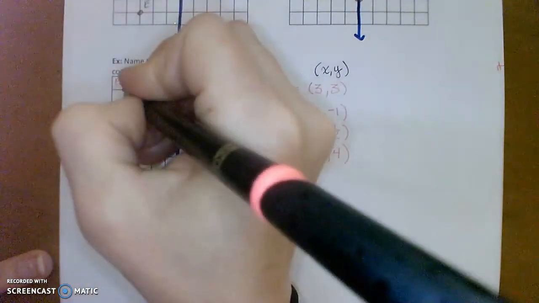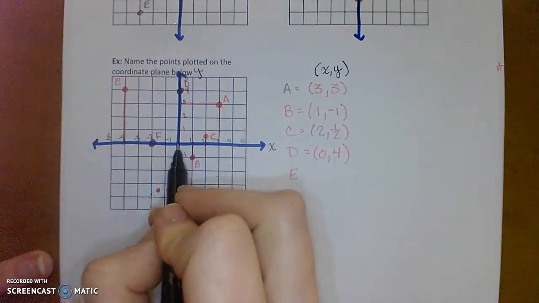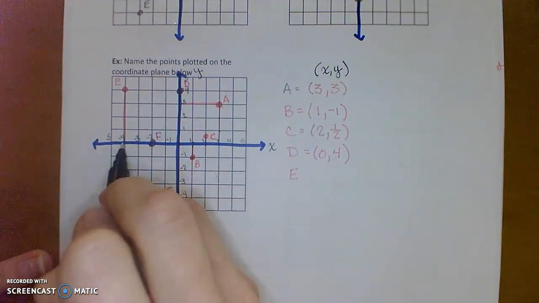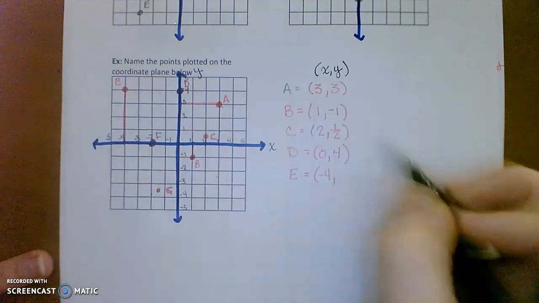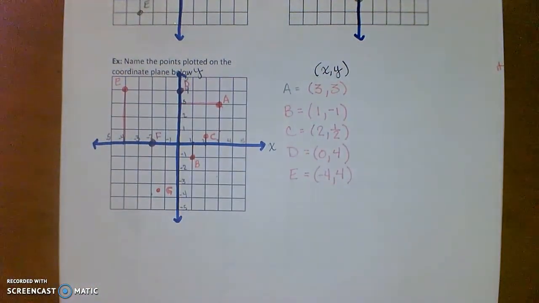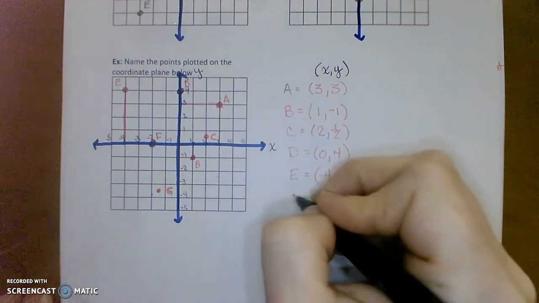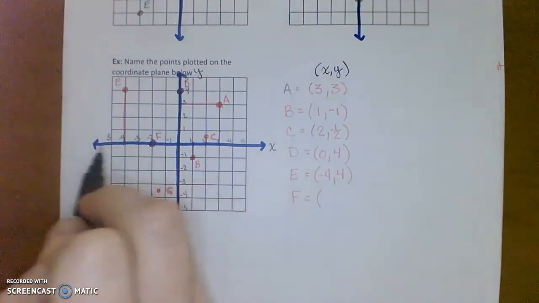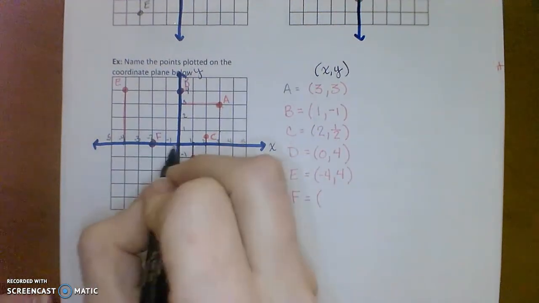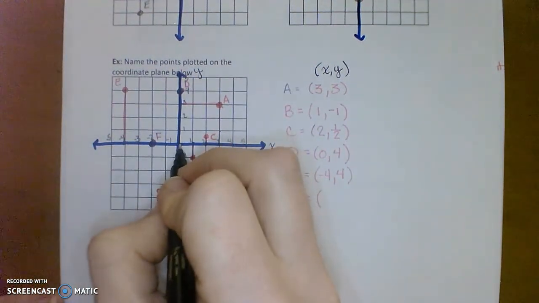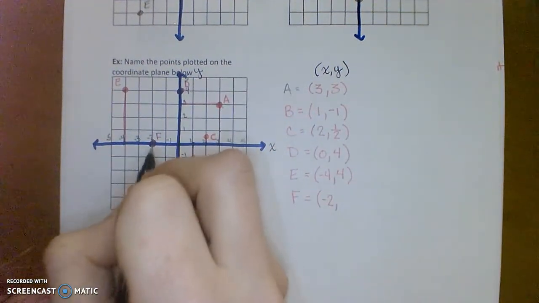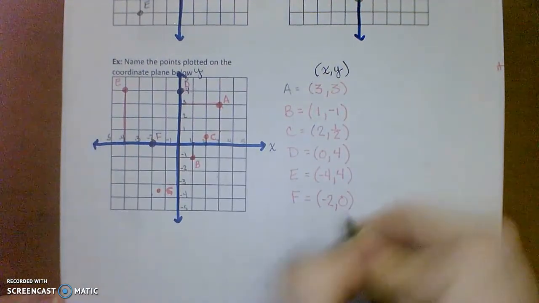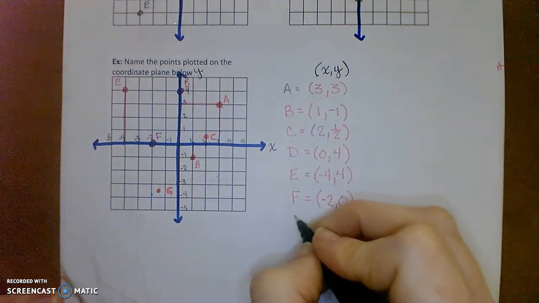Here's the point E. First, I'll start by locating the x-coordinate. From center, I'm moving 1, 2, 3, 4 units to the left. So I'm at -4 there. And 1, 2, 3, 4 units up. So +4 is my y-coordinate. Let's find F. Notice F lies on the x-axis. So in order to get to position F from the origin, I'll move 2 units to the left. So that's -2. And 0 units up or down because I'm already there. So -2, 0.